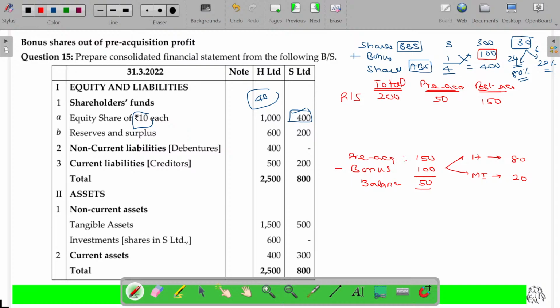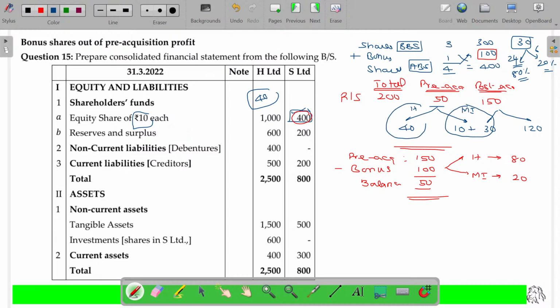Minority interest share being 20 rupees. No need to worry about including this, because this 400 is already inclusive of bonus share. Is that okay? You need not include them. I will explain that while solving the cost of control. Let's share this for holding and minority. 80 percent being 40, 20 percent being 10, and here 30 and 120. So minority interest value being 40, holding company value being the capital profit 40, and holding company revenue profit being 120.